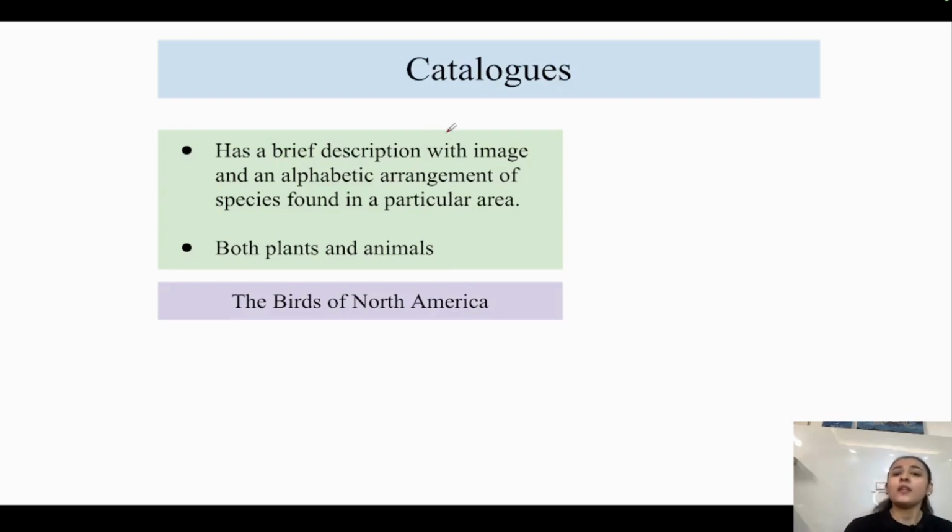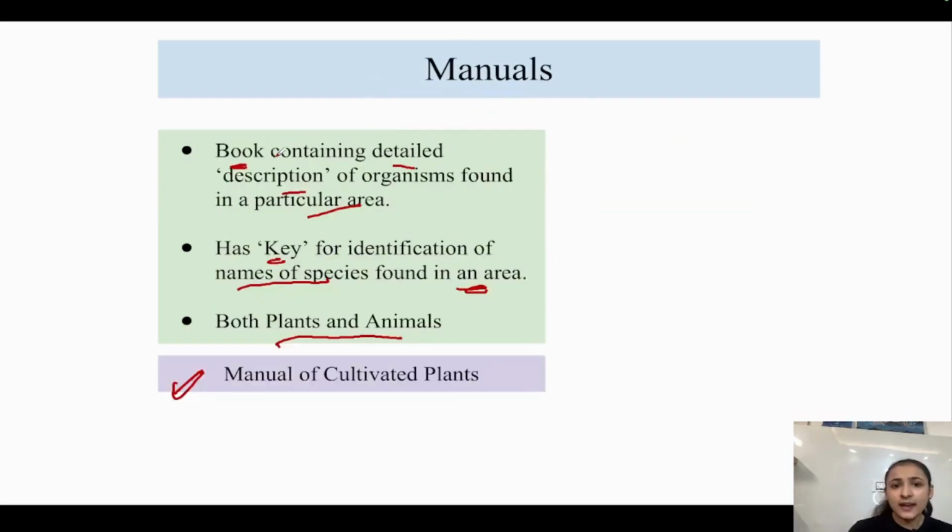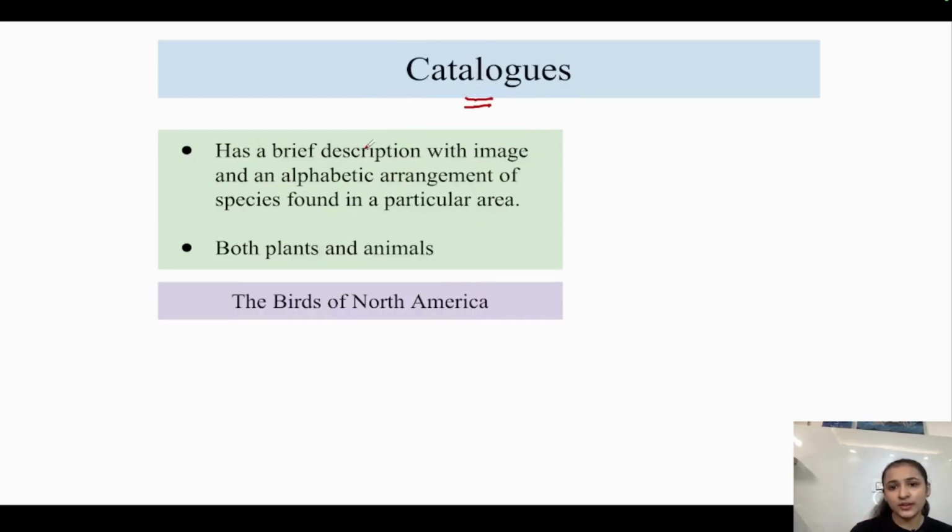Now, catalogues. This is the last taxonomic aid that we are going to study. What are catalogues? We studied that manuals contain detailed description of organisms found in a particular area. What do catalogues contain? Catalogues contain a brief description, with an image, a picture, and an alphabetic arrangement of species found in a particular area. So, three things are present in catalogues.